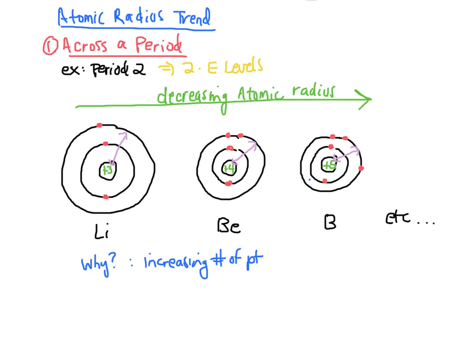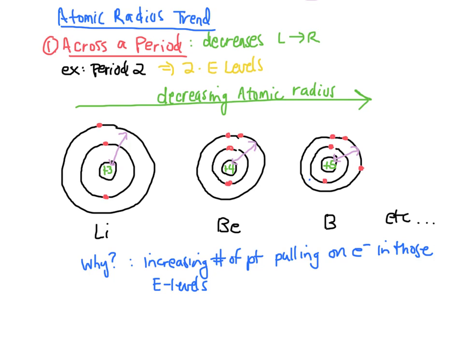So really what it boils down to is that your atoms all have 2 energy levels, but they each have different numbers of protons pulling on those energy levels. And as you know, opposites attract, so those energy levels are getting slightly closer and closer to the nucleus as you go across a period because of the increasing number of protons in the nuclei of the atoms in a period. So the trend across a period is that the atomic radius decreases as you go from left to right across a period.